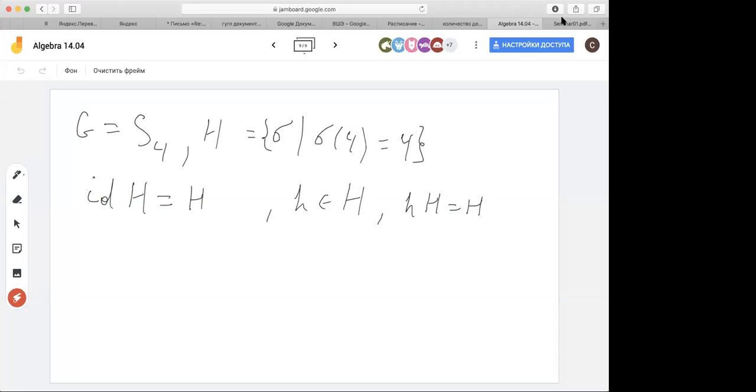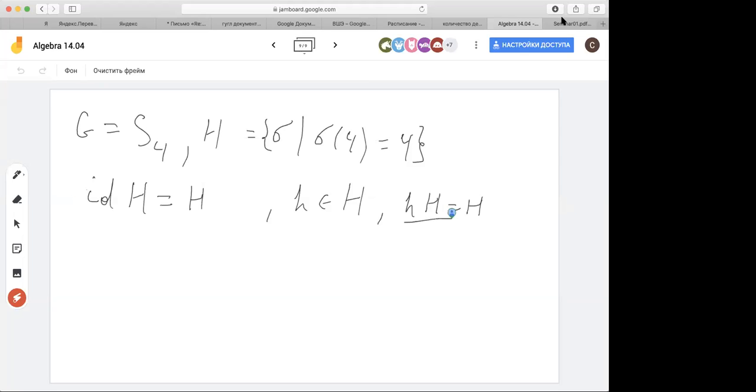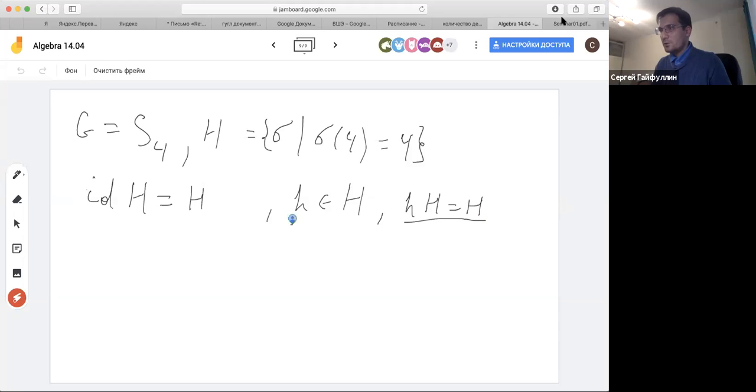Wait, can you explain once more the last thing that you wrote? The last, this one. If h belongs to H, then h multiplied by H is H. If h belongs to H, then we multiply h by H. What is the result? The result is h multiplied by h hat, where h hat goes through H.